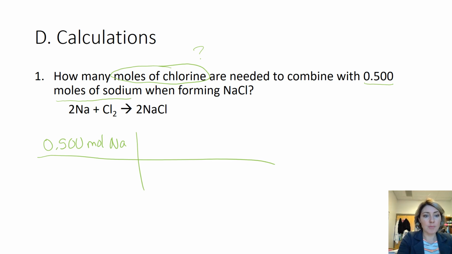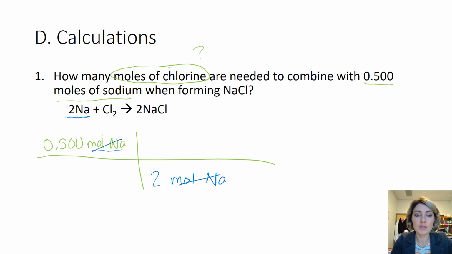So I know I would like to cancel moles of sodium. So looking at the problem, I have 2 moles of sodium. Notice that moles of sodium and moles of sodium are going to cancel. Well, moles of sodium I can compare to chlorine, moles of chlorine, by looking at the balanced equation. There's no number in front, so I assume that there is 1 mole of Cl2. These guys are in a 2-to-1 ratio in this balanced equation.